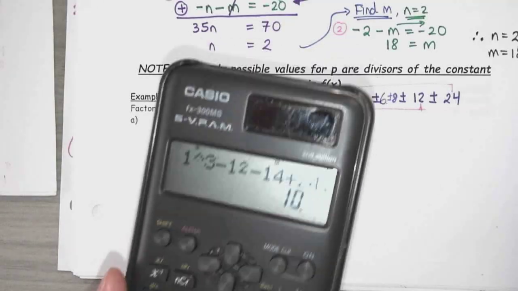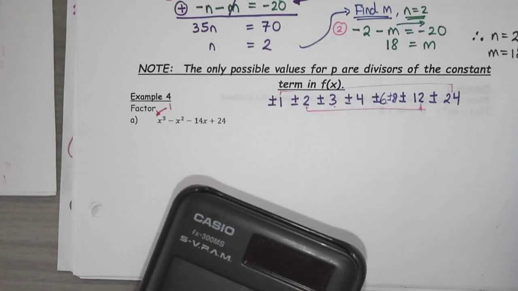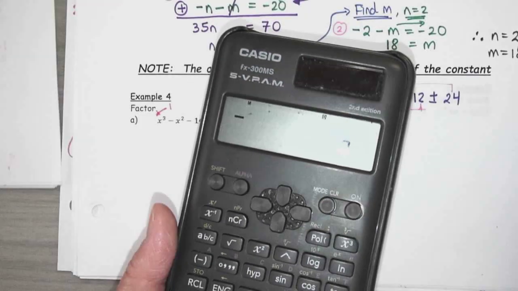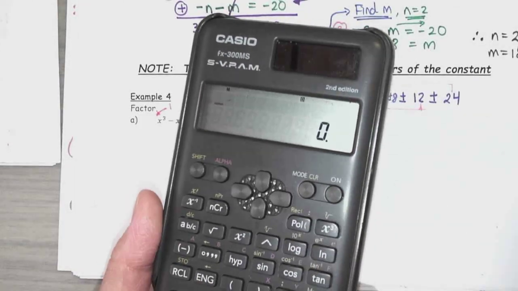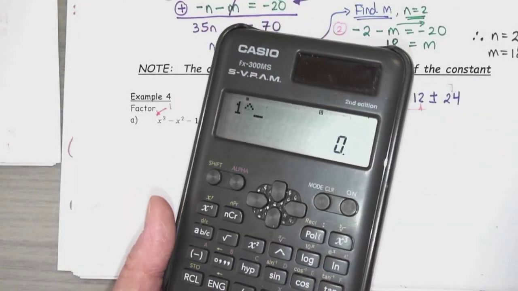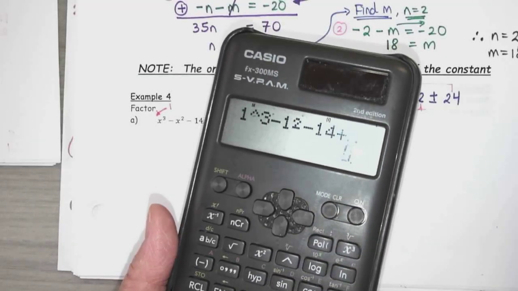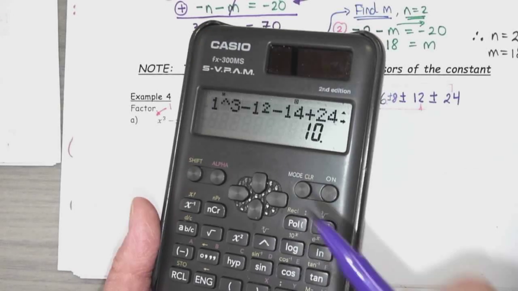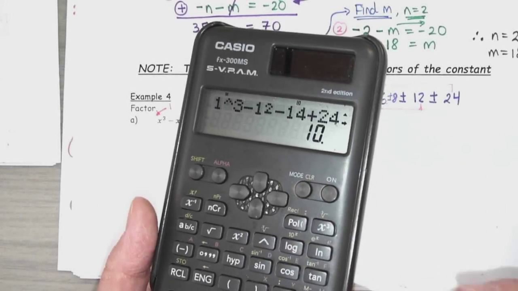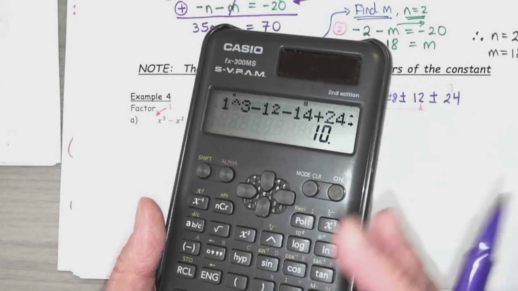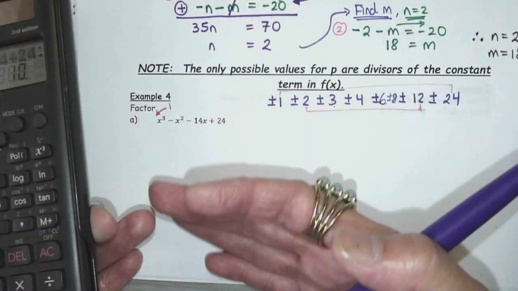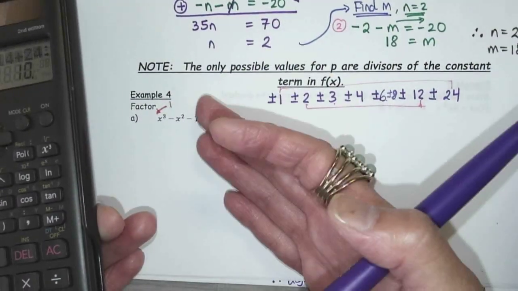Doesn't work, right? Oh wait, no, that one should work, right? No, I get 10. So 1 to the power of 3 minus 1 squared minus 14 times 1 plus 24. Yeah, that's definitely 10. I don't need to see the failed attempts, right? You can show me, but then I don't know how many you'd have to show me, so don't show me, okay?